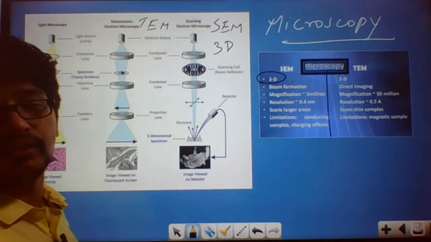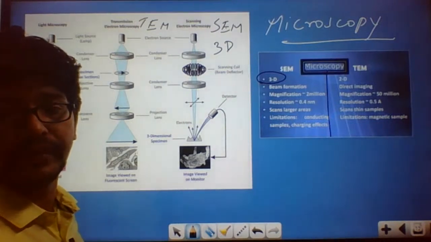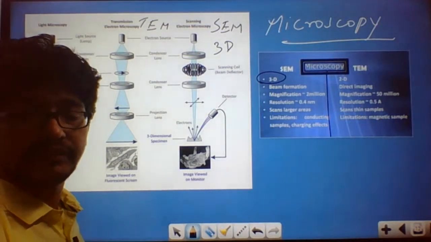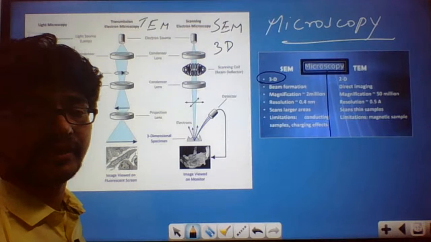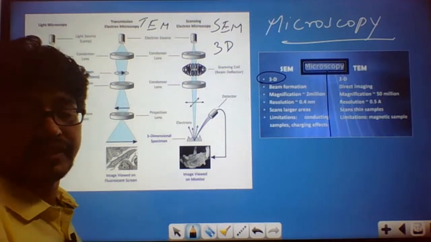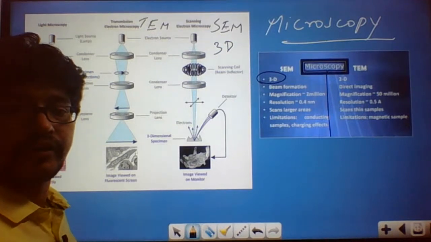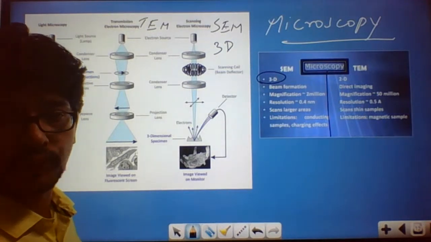The father of the microscope is Anton van Leeuwenhoek. Anton van Leeuwenhoek is the father of the microscope. Initially, he was first called the father of microbiology, but later only Louis Pasteur and other people contributed. So the credit for father of microscopy goes to Anton van Leeuwenhoek.